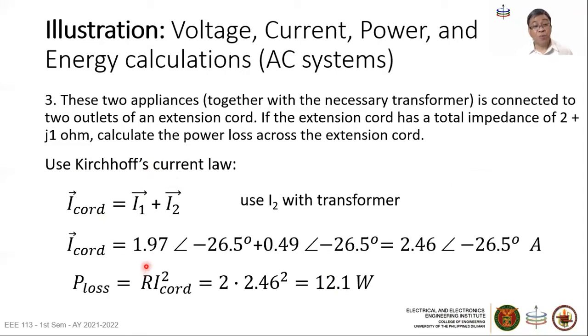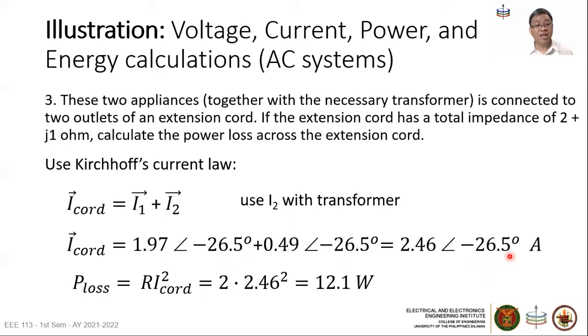Basically, it's the sum of I1 and I2. I1, we computed earlier, is 1.97 angle minus 26.5 degrees. I2 is 0.49. Take note, this one is on the high side of the transformer. That's the one that's going to be connected to the outlet. So that's 0.49 angle minus 26.5. We add them together, we get this current through the cord.